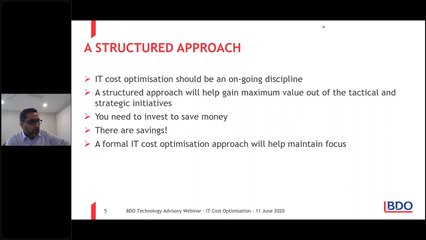And a structured approach helps maximize the value, not only for what we have now, but also around the tactical or strategic initiatives that we might have on our radar. And that's where it becomes a lot more important to have a consistent approach, have certain principles agreed with the business. As and when new opportunities and new initiatives are coming in, we can always refer back to those principles around cost optimization and ask the right questions to make sure that those initiatives are really going to add value to what the business wants to do.